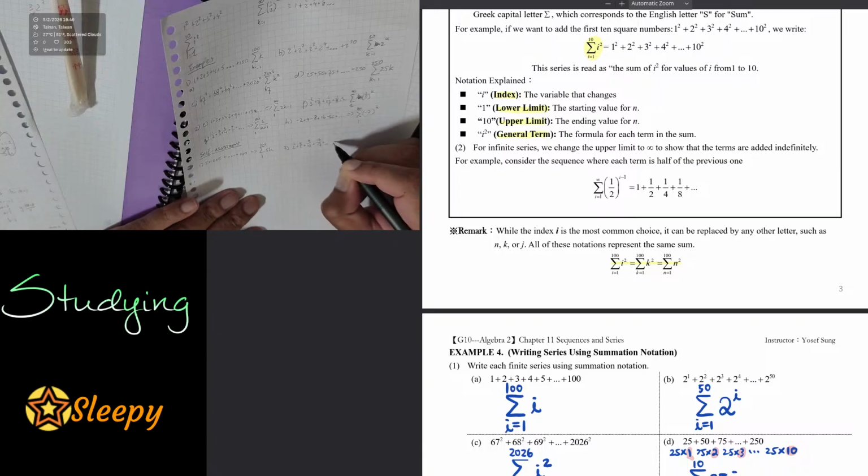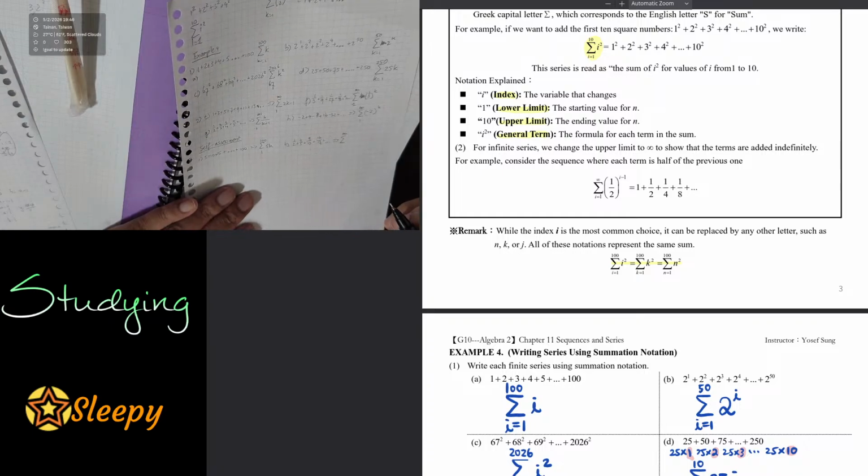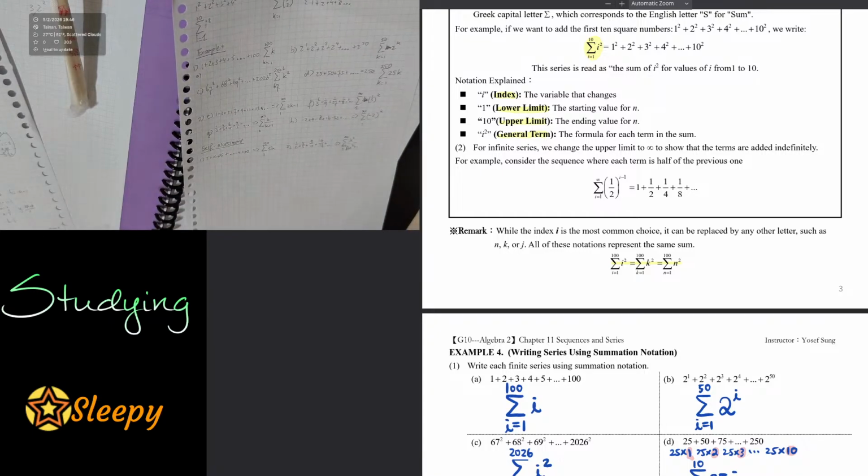This is infinity. So this is k squared divided by k squared plus 1. And it starts at 1. Okay, that's correct.